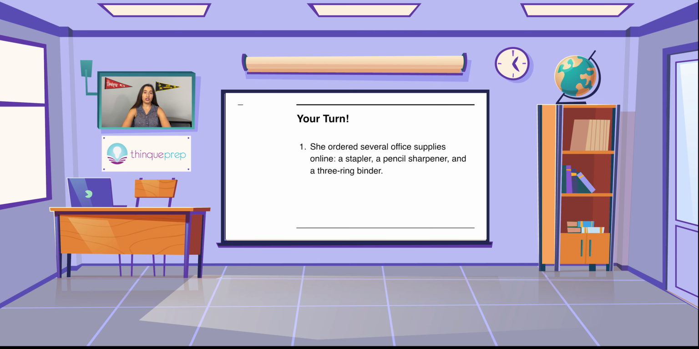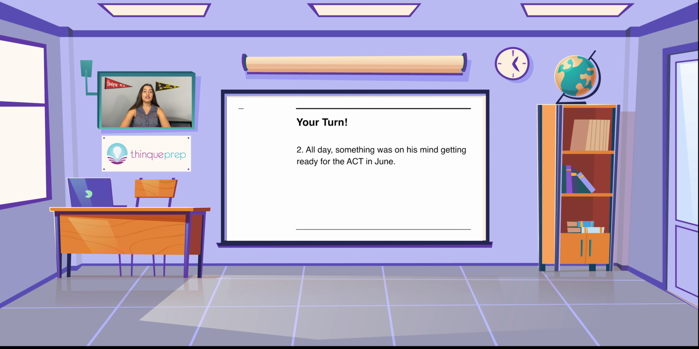If you thought that the colon should go after the word online, then you're correct. Nice job. The colon should go there because the clause before it, she ordered several office supplies online, is an independent clause, and the colon introduces the list of specific office supplies. Let's try another one. The second example says, all day, something was on his mind, getting ready for the ACT in June. Where should the colon go in this one? Take a moment to decide.